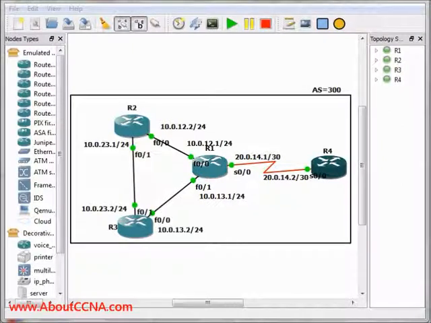In this lab, we have 4 routers. All routers exist in Autonomous System 300. Our target in this lab is to make all the routers see all the networks using EIGRP routing protocol. First, we enter router 1.